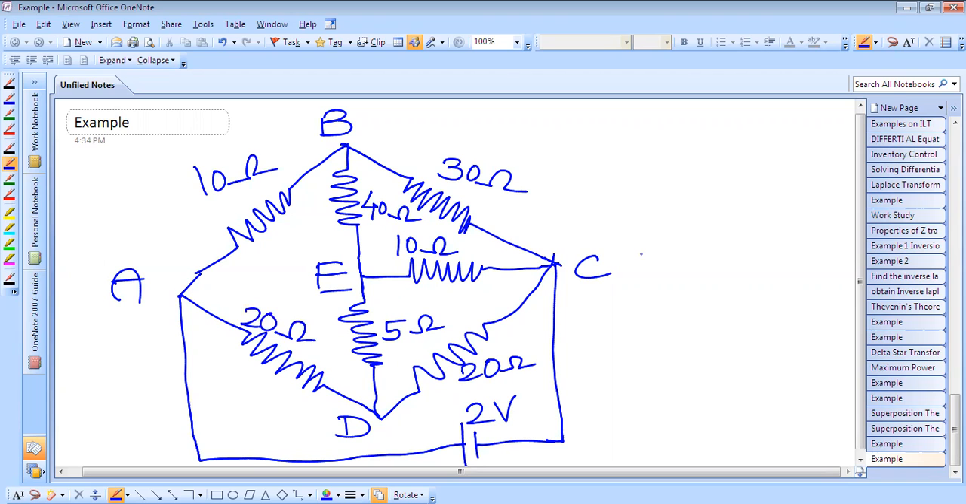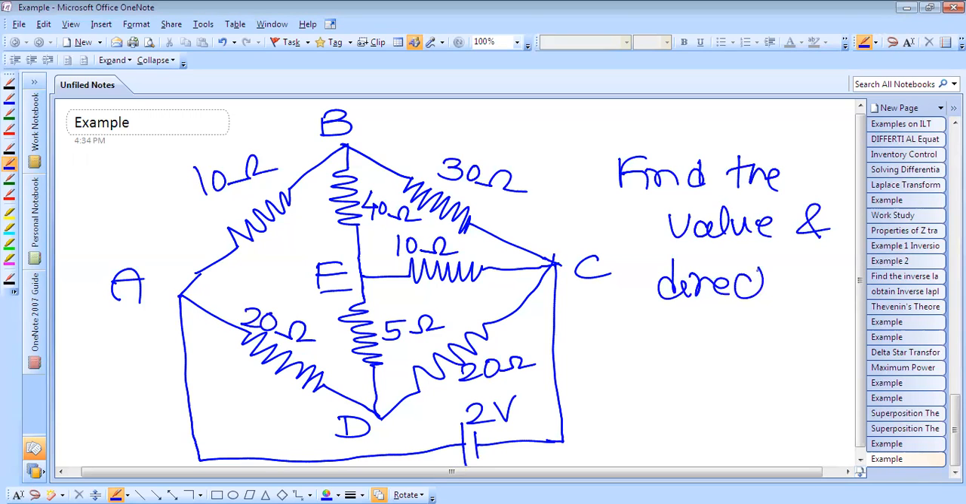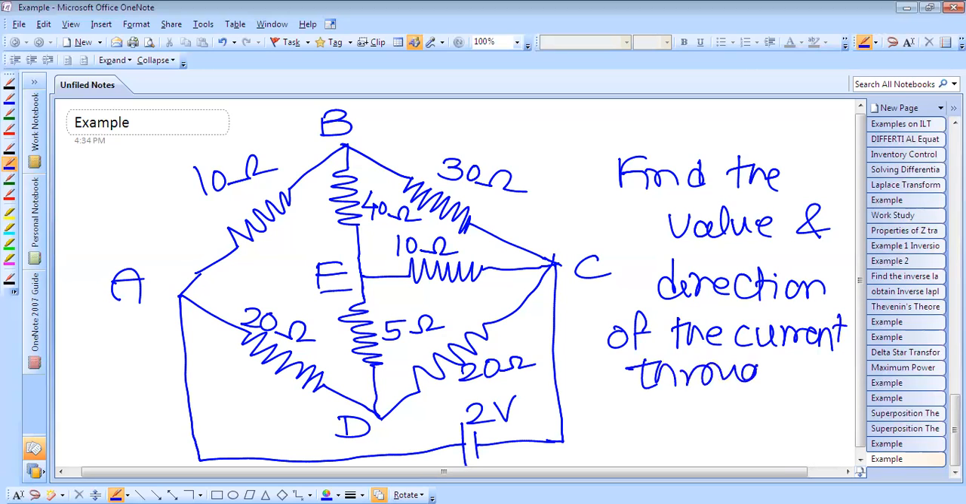Find the value and direction of the current in branch BE. So we have to find the value of the current flowing through BE, and we also have to find the direction of the current, whether it is from B to E or E to B.